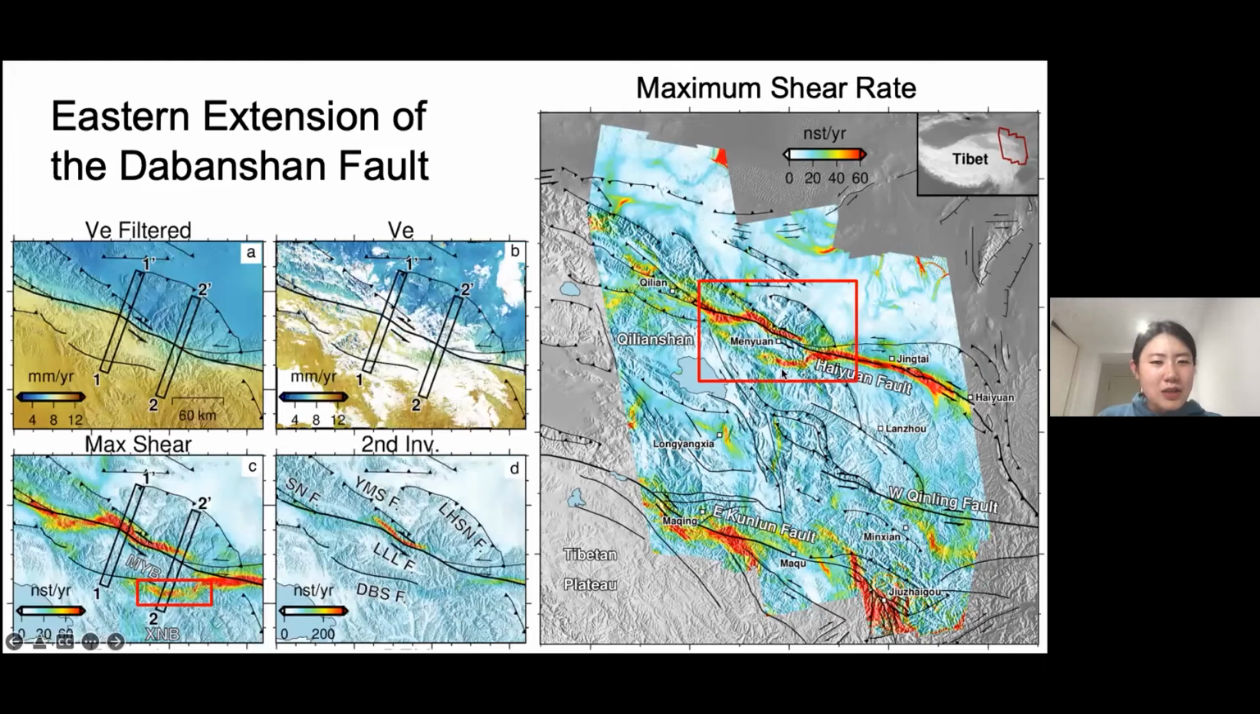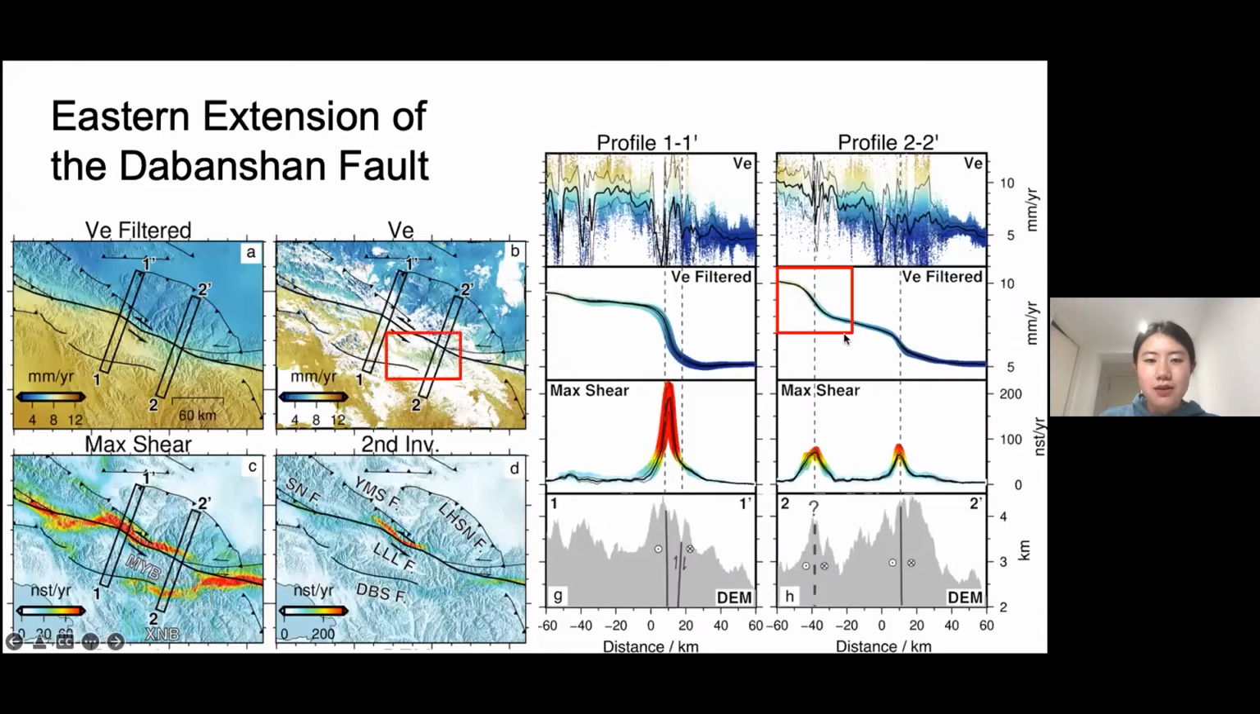Here we are seeing an unexpected fingering of the strain rate. And let's see why we have that. So this strain feature is a result of the velocity step of the green and the yellow here, which is visible both in map view and in profile view. So this might suggest there is an extension of the Dabanshan fault here, which had an earthquake about 100 years ago.